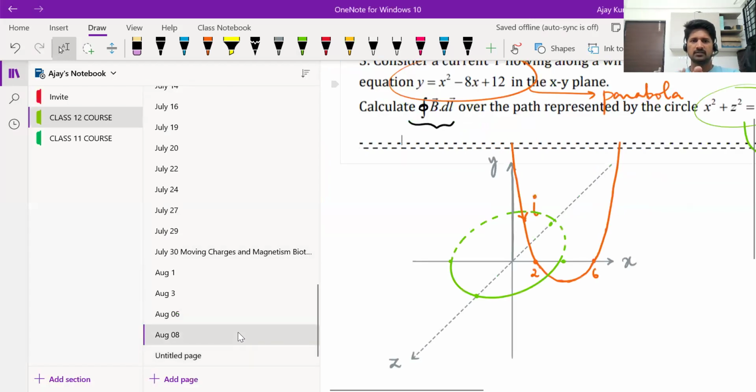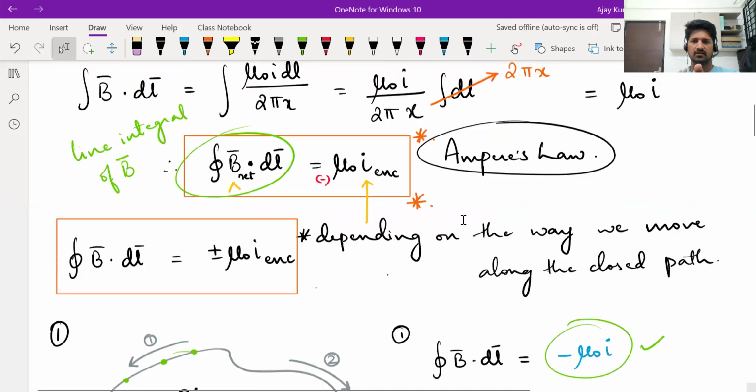Last class, that is what we had discussed. Looks like you all didn't practice at all. So closed integral B dot dl will be equal to plus or minus mu naught into I.